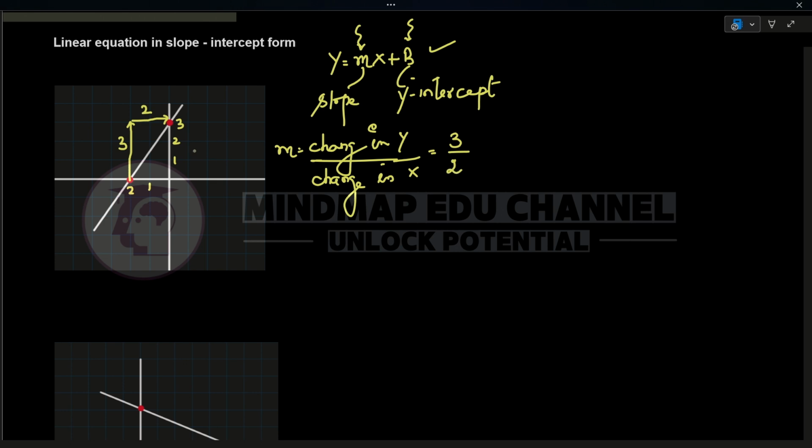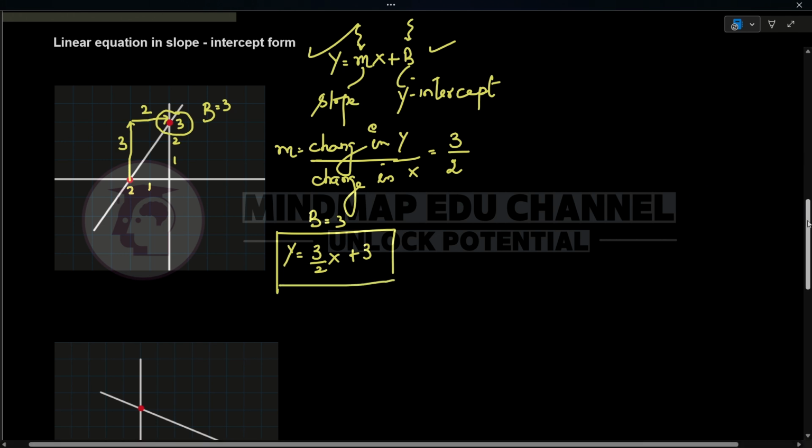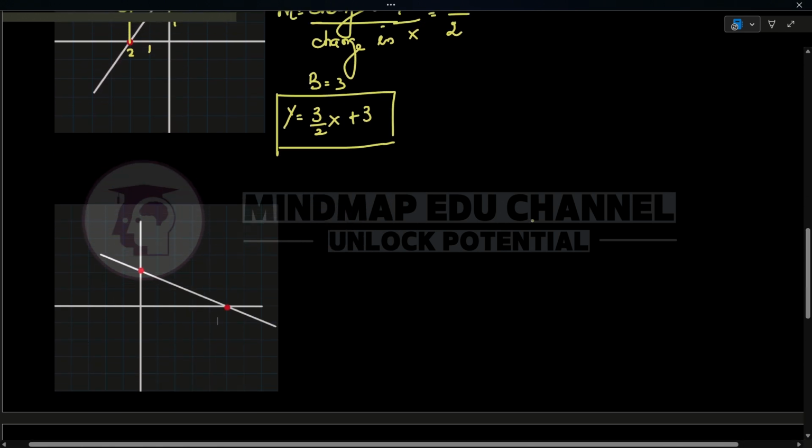And what can you say about the y-intercept? The graph is intersecting the y-axis at 3, so the value of b is 3 here. Now substitute these values in the equation. We get y equals 3 over 2 x plus 3. And this is the equation in slope-intercept form. Clear? Okay, let's practice one more.